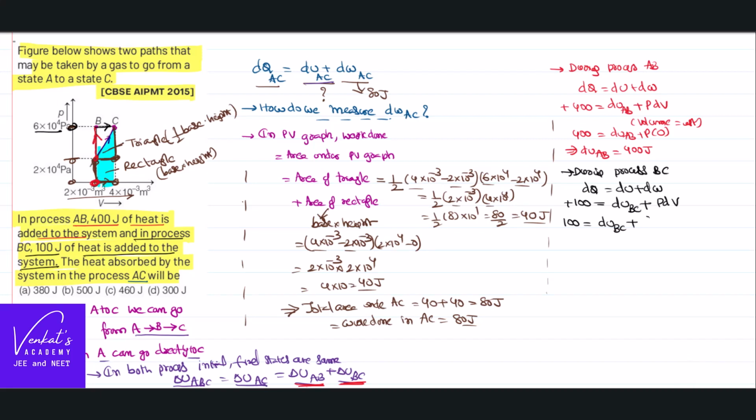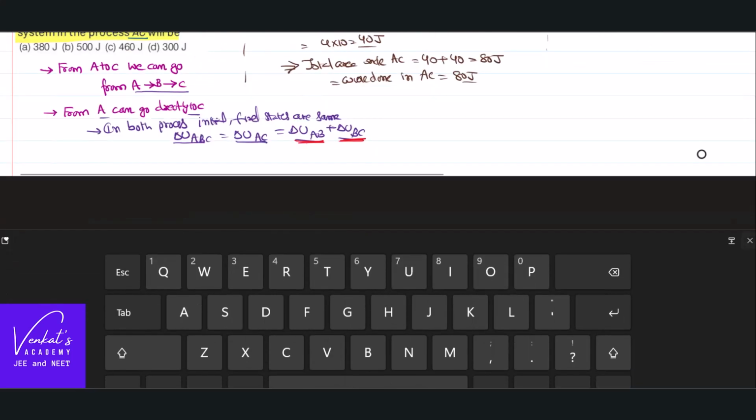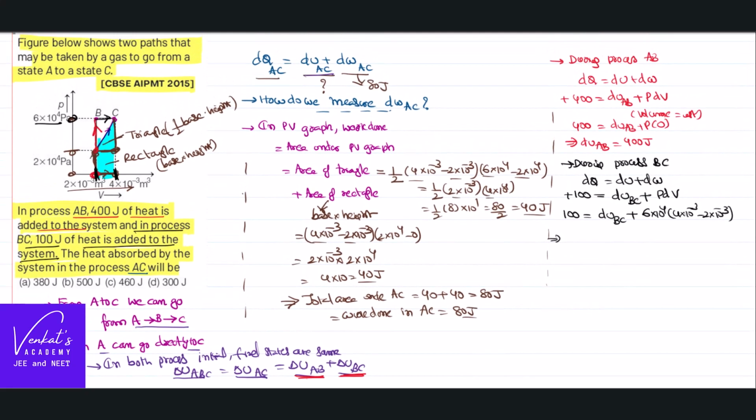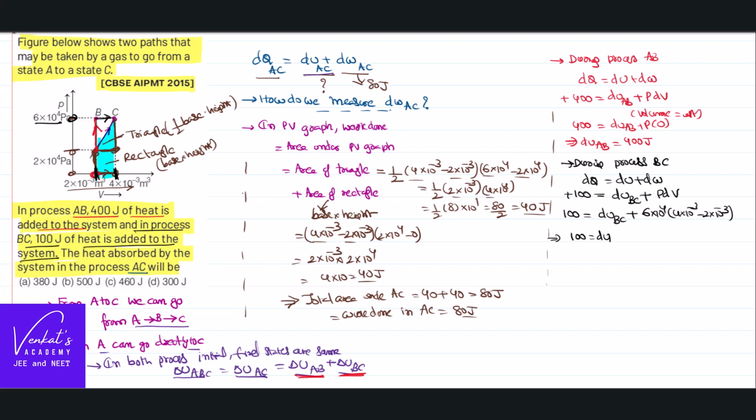Here the pressure is 6 into 10 power 4. dV during the process BC: it has changed from here to here, that is 4 into 10 power minus 3 minus 2 into 10 power minus 3. That implies 100 equals the change in internal energy during BC plus 6 into 10 power 4 times (4 minus 2), which is 2 into 10 power minus 3. That is dU of BC plus 6 into 2, which is 12 into 10 power 4 times 10 power minus 3, that is 10 power 1, so 120. That implies the change in internal energy during BC is 100 minus 120, that is minus 20 joules.